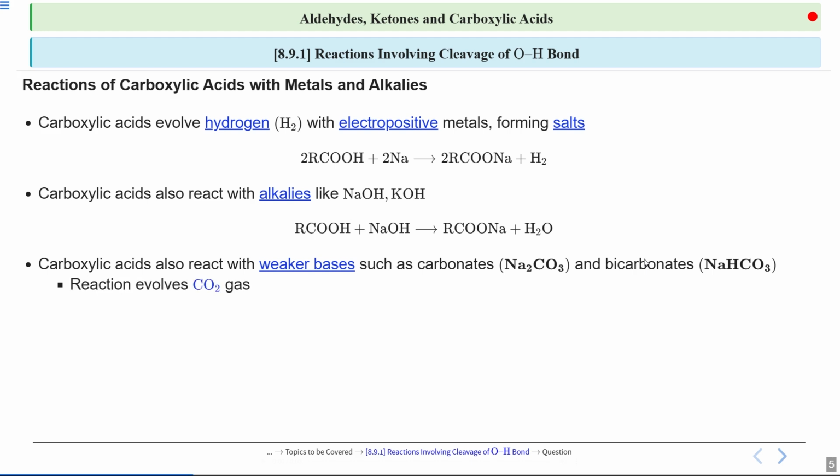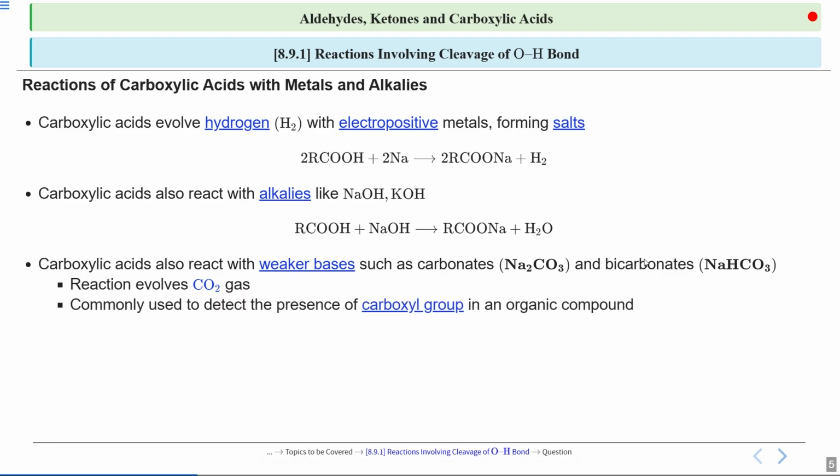In these reactions with carbonates and bicarbonates, carbon dioxide gas is evolved. This is quite similar to the fizzing you see when you mix baking soda with vinegar. If you have seen it at home, when you mix baking soda with vinegar, you see a fizz coming out. So this is another kind of acid-base reaction.